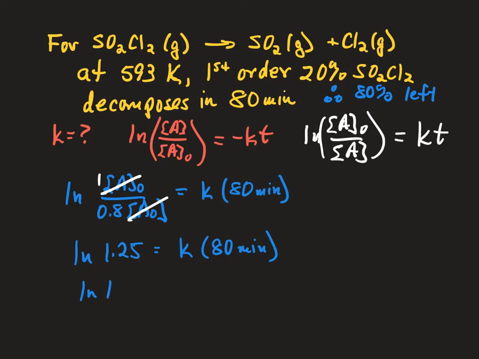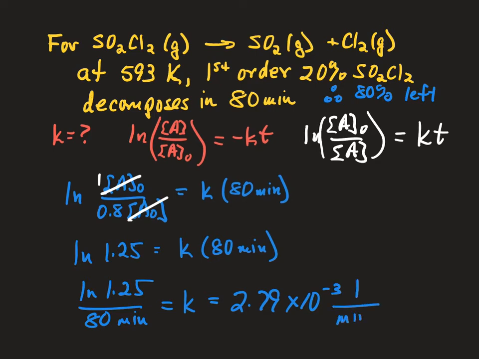So the natural log of 1.25 divided by 80 minutes is going to be equal to our rate constant, which is, if we calculate it out, 2.79 times 10 to the minus 3 per minute, if we calculate that all the way out. And so that's how we would find the rate constant in a 2-point integrated rate equation problem. Now we will use that in another problem immediately following.